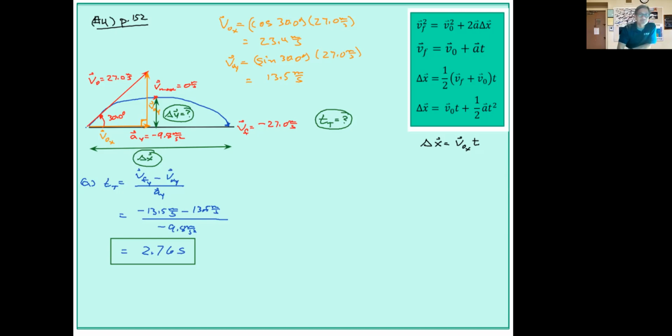So you've got to make sure you include the correct sign, the correct direction, or else you will get this problem wrong. All right, so with that said, you get that done, and you get your answer as 2.76 seconds. So that's the total flight time.